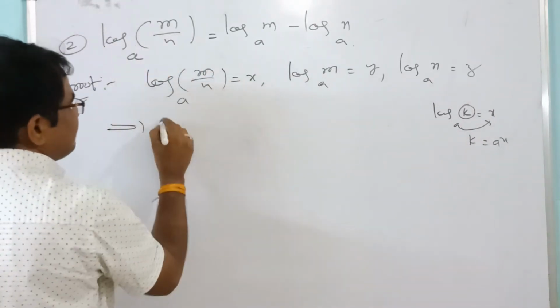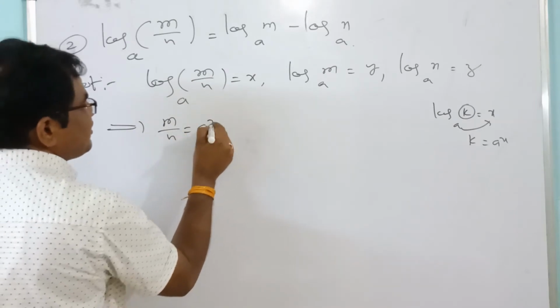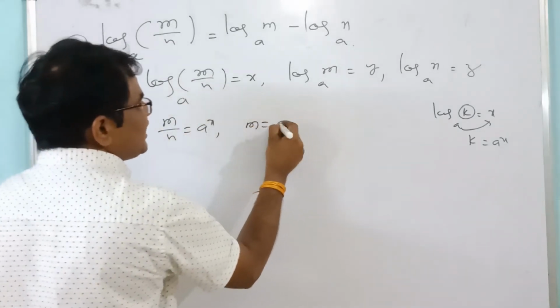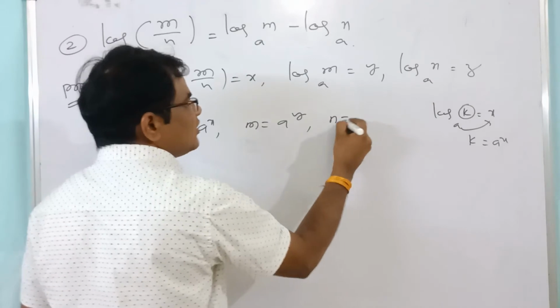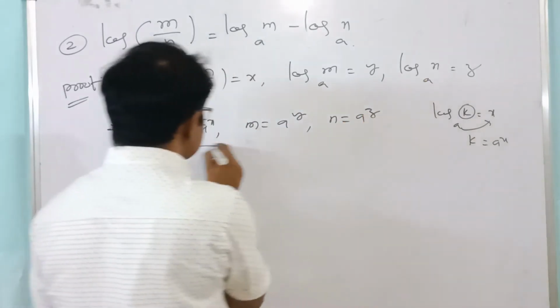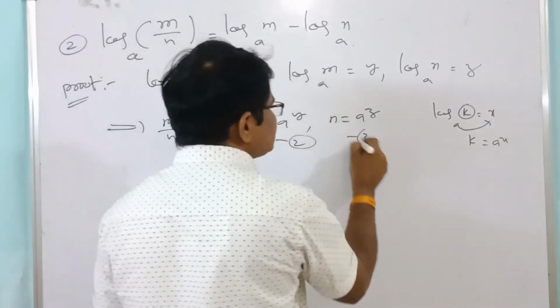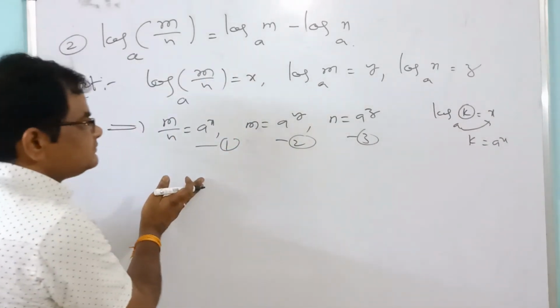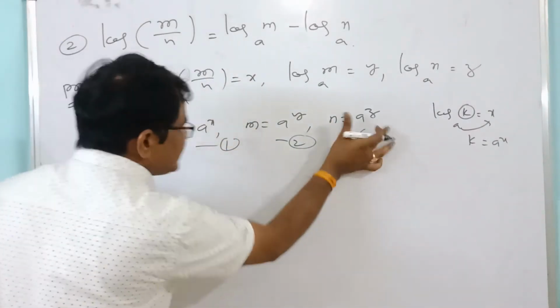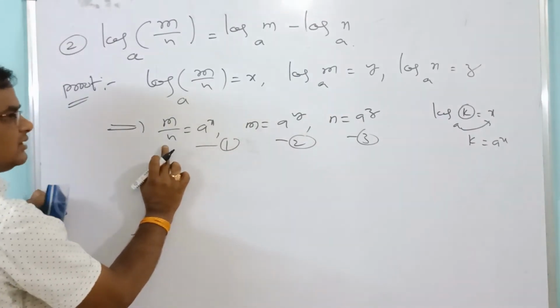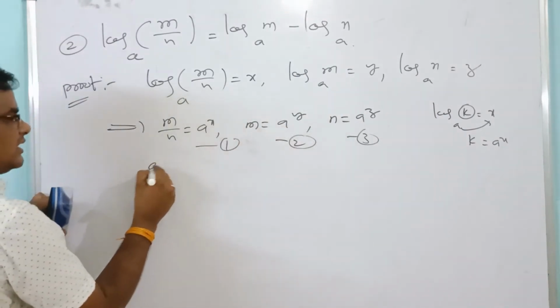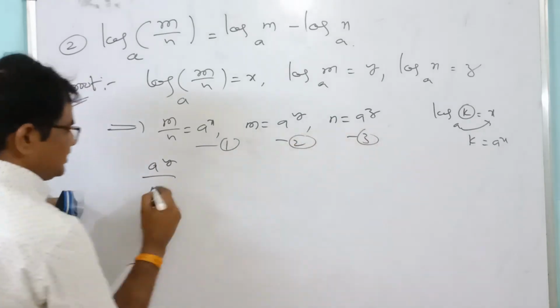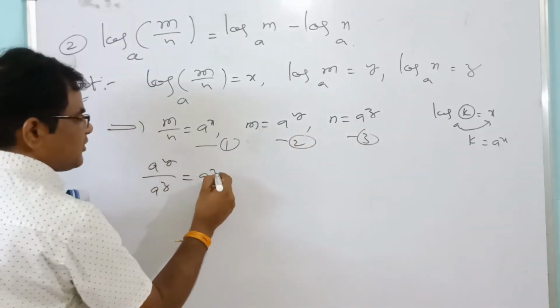From this one, m by n is a power x, m is a power y, and n is a power z. Take these as 1, 2 and 3. Substitute 2 and 3 in equation number 1. Now m is a power y and n is a power z, so a power y by a power z equals a power x.